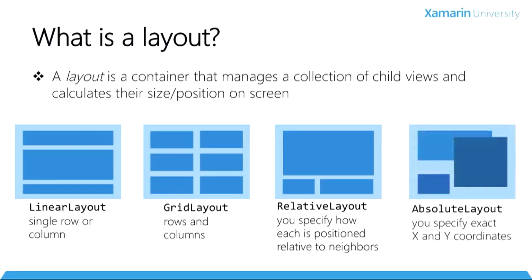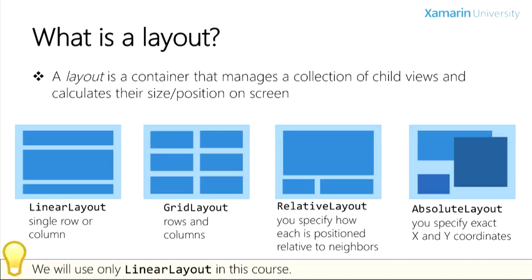The last one I'll mention is absolute layout. This is the one that gives you more control. So you do some math, calculate the position of each of the child views, and then the panel just listens to you as to where it should lay out the children. In this course, we're going to stick to linear layout.